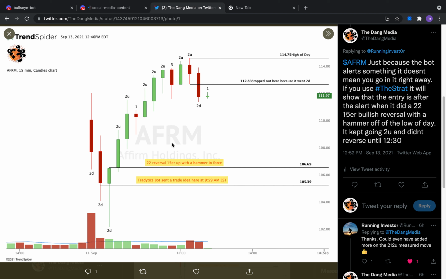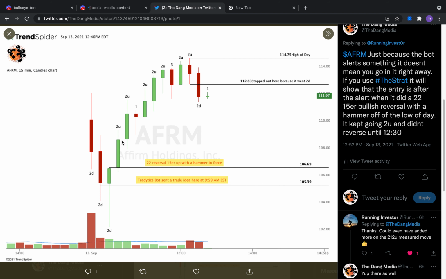You don't want to go in blindly, because if you use the strat, the entry was after the alert, right? The entry was 106.69 on this. When this was a new live candle, that was your entry. Your entry wasn't on this candle, it was on this candle. The high of this candle was just the trigger, and that triggered after the alert.